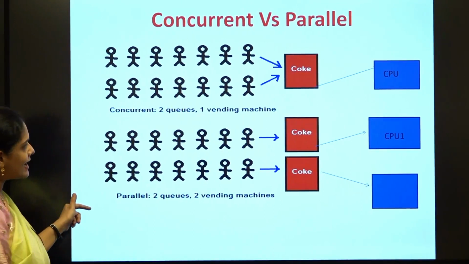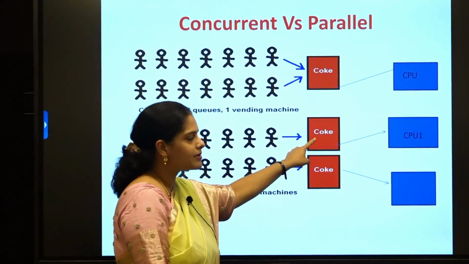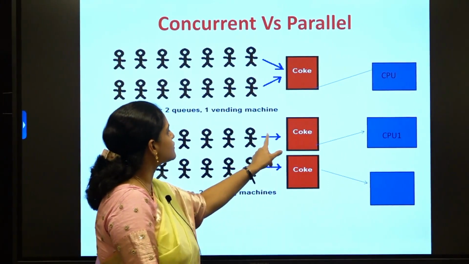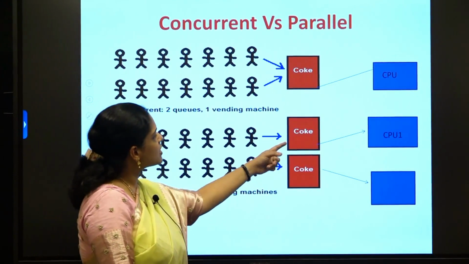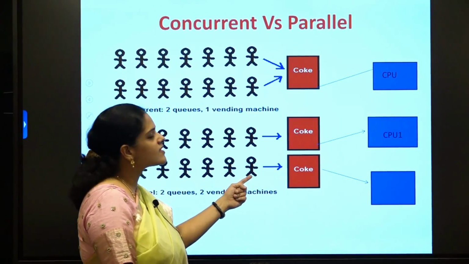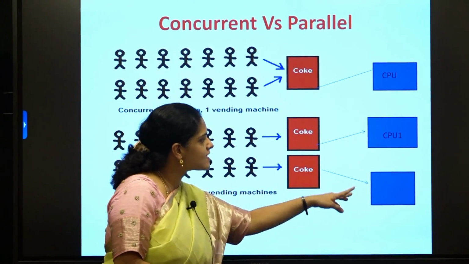When compared to parallel processing, for each and every line we have a vending machine available that can provide service to one customer. Each of them can provide service to one customer at a time. Since there are two vending machines available, they can provide service to two customers at the same time. So here we can consider the vending machines as the CPUs.